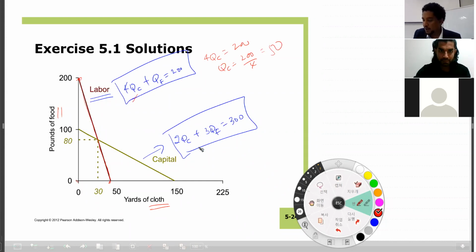Then you do the same thing for capital constraint, which will give you this line, right? Then from these 2 lines, you can draw the production possibility frontier of this graph, which is this one, okay? And this point is where both labor and capital are optimally utilized. This is a point where we have 30 units of clothes, and for food 80, which is the maximum that we can produce.